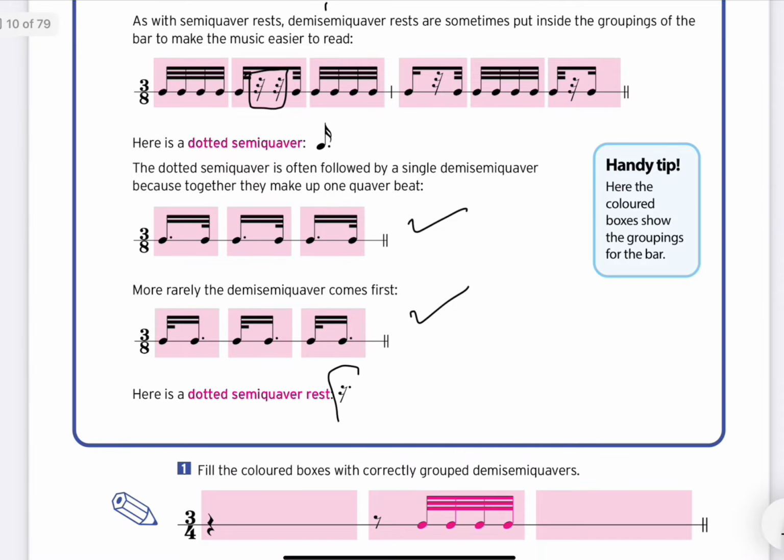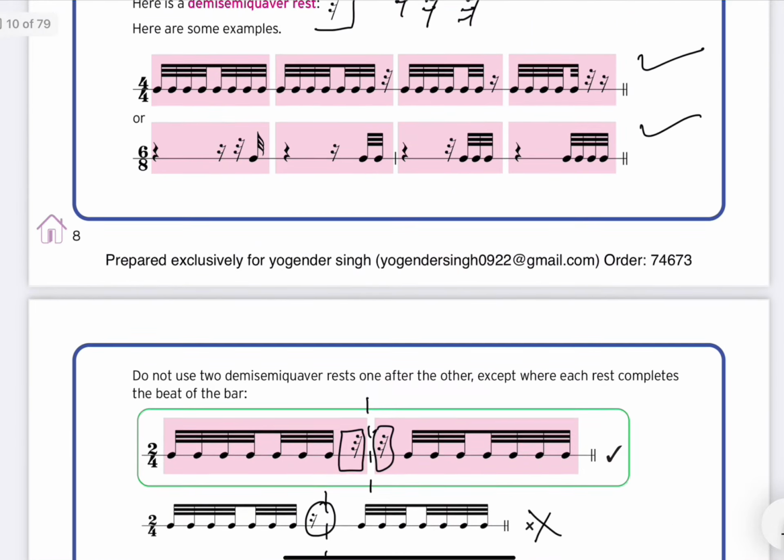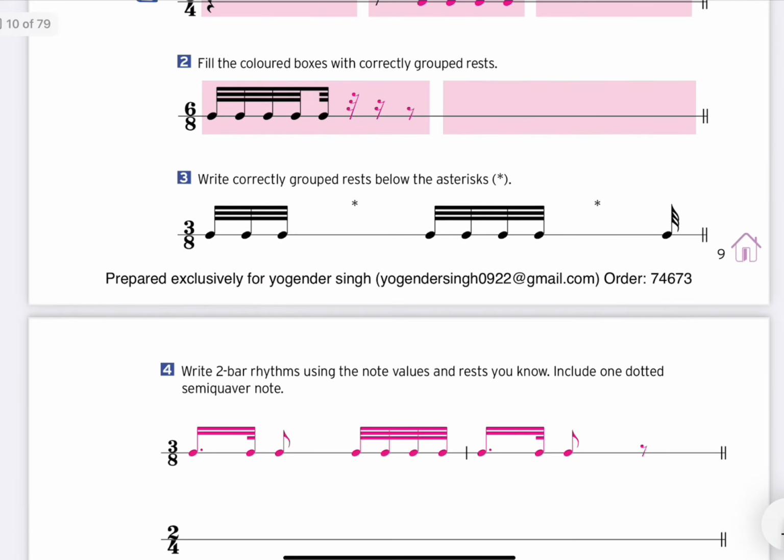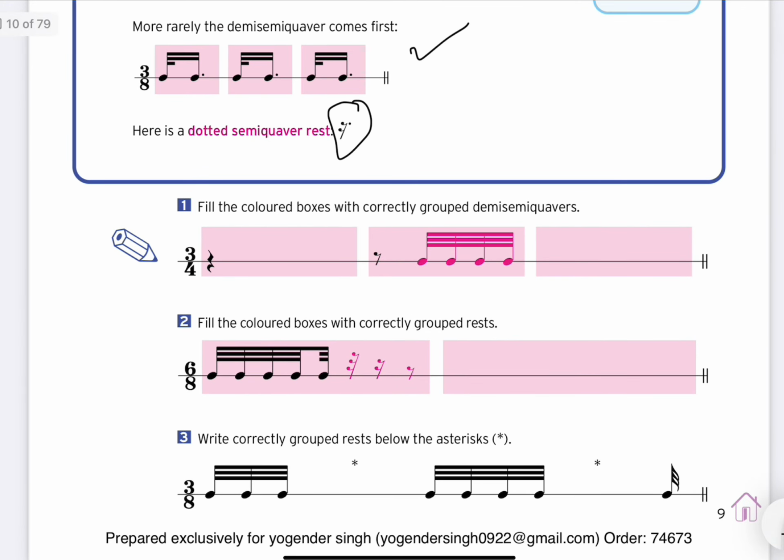This is the rest, and this is the note. Okay, dotted one. So I'll straight away jump to the exercises so that we don't waste too much time. Go through the examples here and let me know in the comment section if you have any problem with them. Then I'll help you out to explain that.